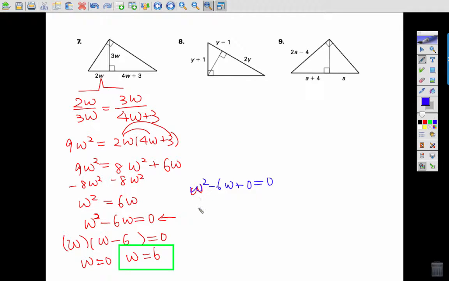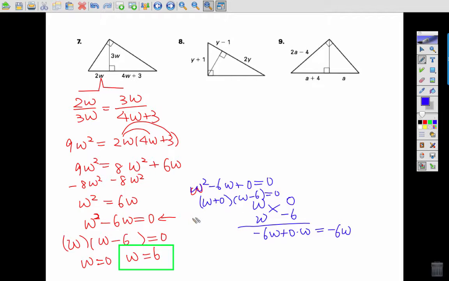So if I factor w squared, I would have w times w is w squared. If I factor 0, how can I do anything times 0 is itself? So I can just do 0 times negative 6. That will give me 0. And now if I cross multiply, I would have negative 6w plus 0 times w, which is 0 all by itself. So that's how I come up with negative 6. And again, my factor is right here. w plus 0 times w minus 6 equals 0.